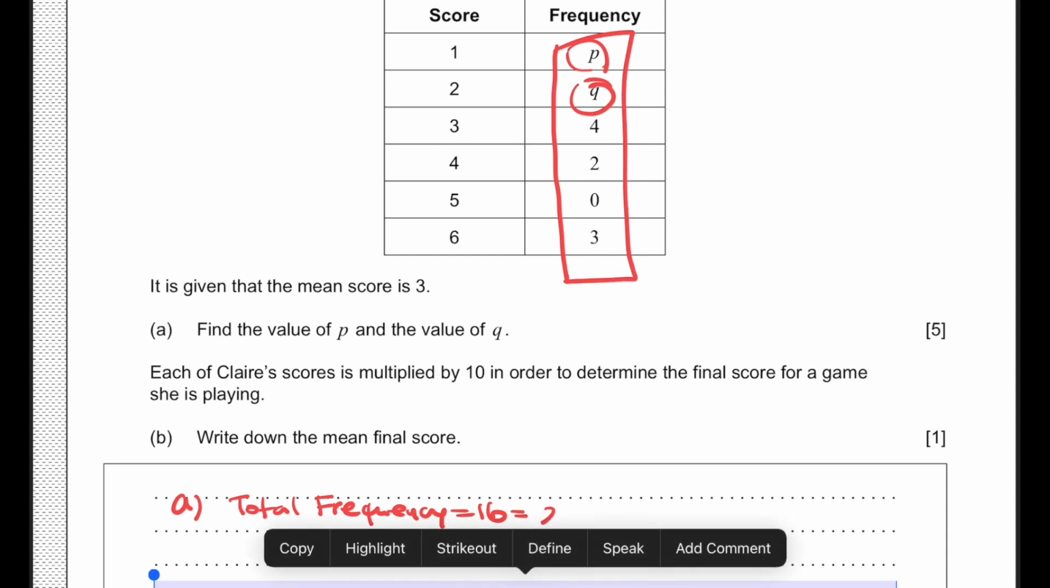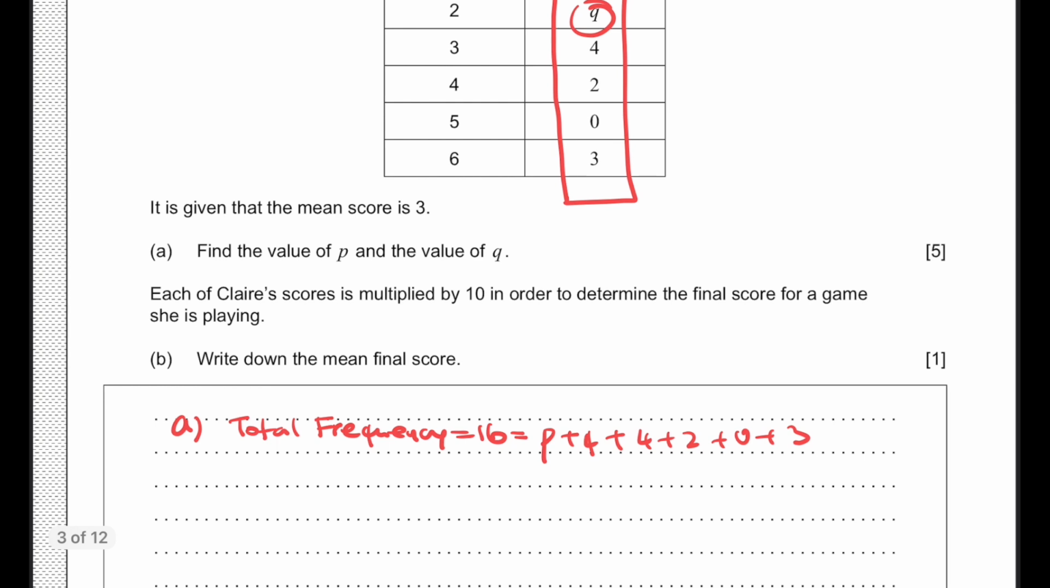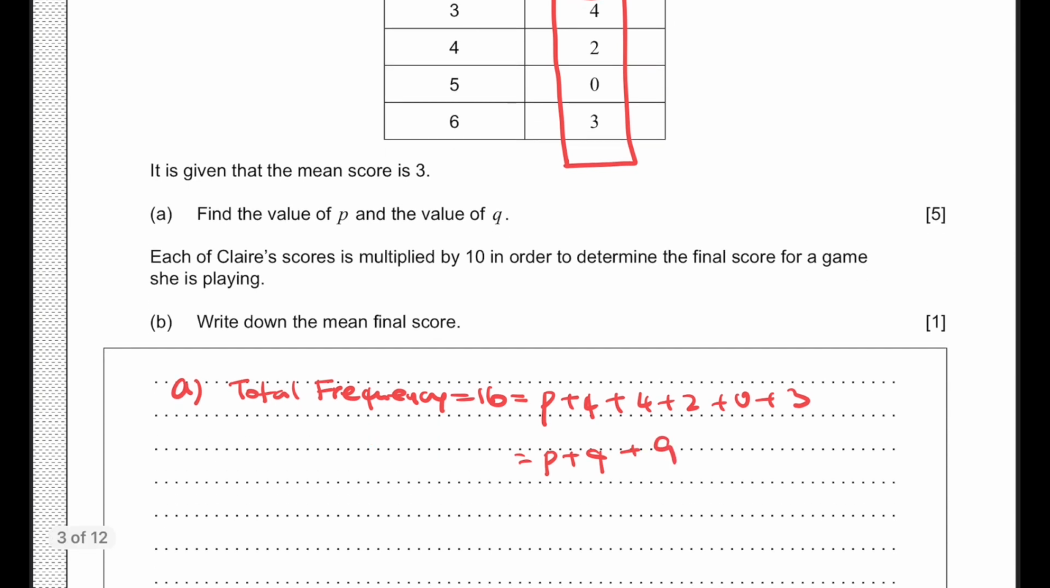is equal to 16, and it is equal to the summation of all these frequencies, right? So P plus Q plus 4 plus 2 plus 0 plus 3, and this equals P plus Q plus 9. That means 16 equals P plus Q plus 9, or we can say P plus Q is equal to 16 minus 9, which is 7. So we know the P plus Q value is 7. However, we want to find the individual P and Q values, right?